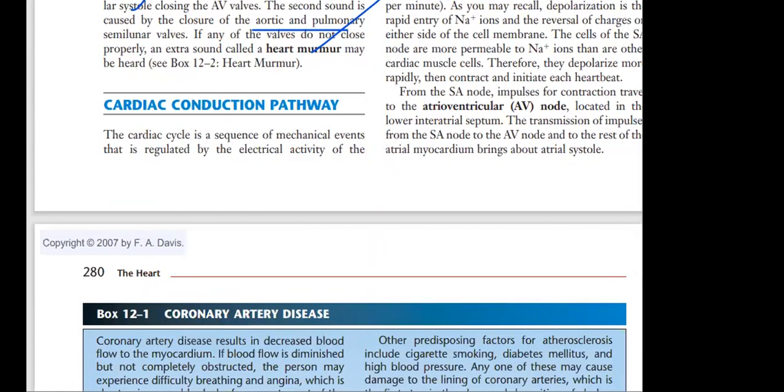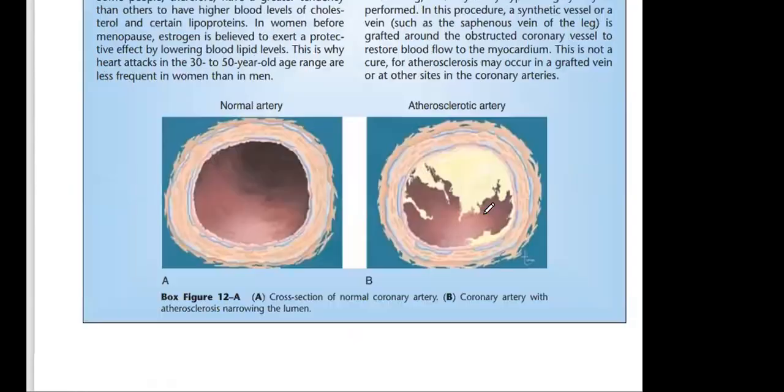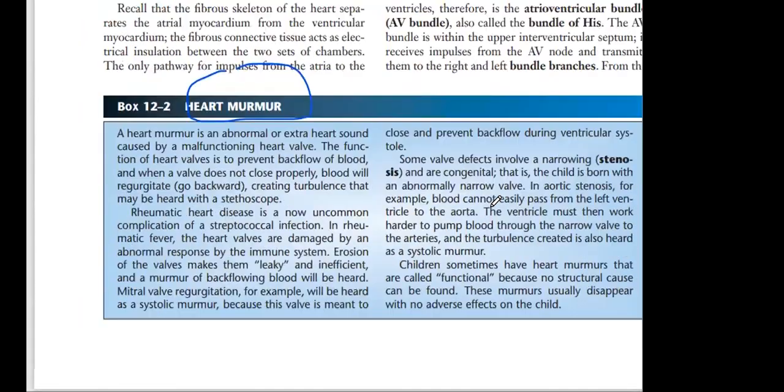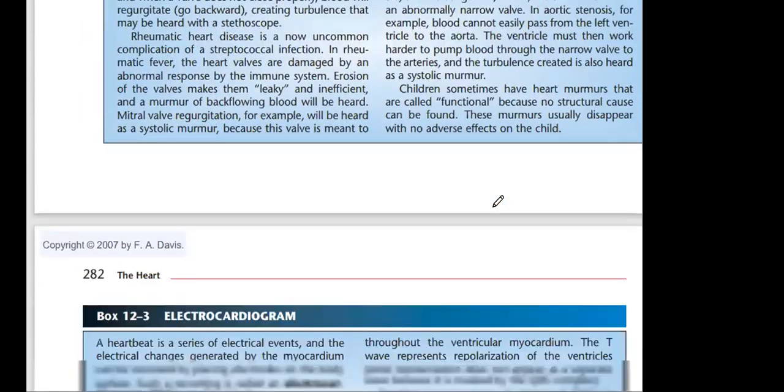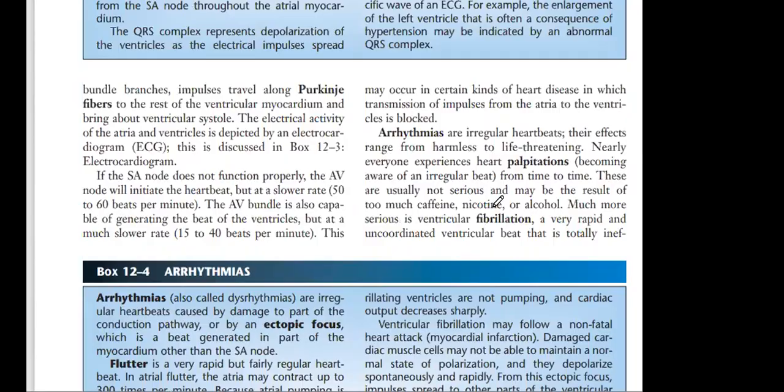So I think you understood about that. If you have any doubt, you can ask. Next, we have the cardiac conduction pathway. How the heart is conducting, how the heart is pumping. This is very important.